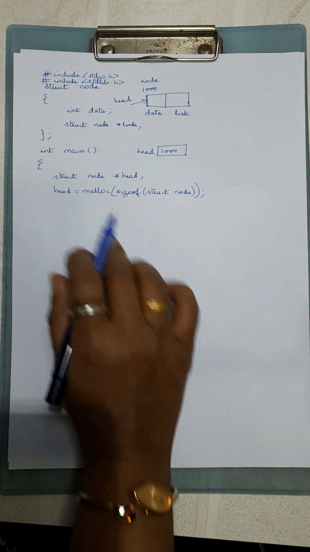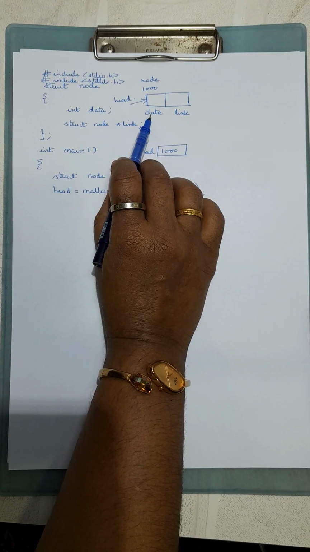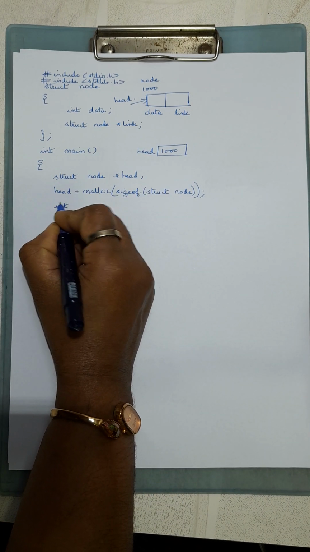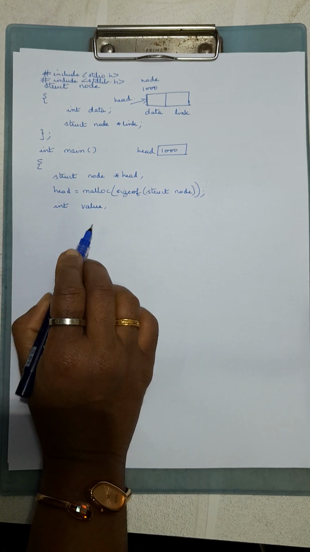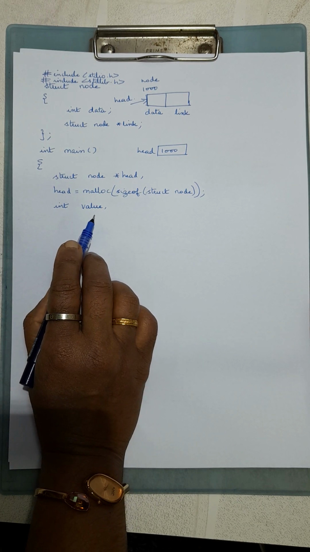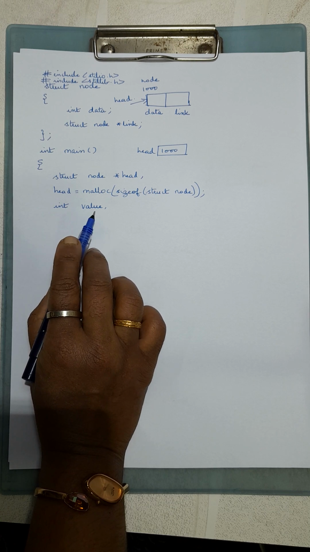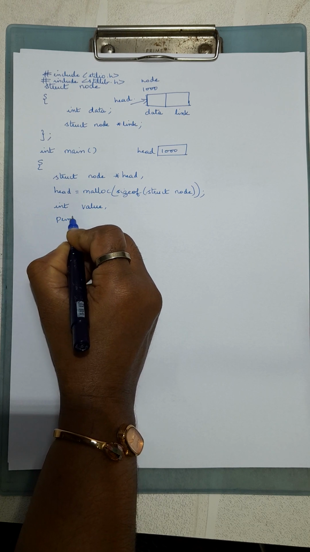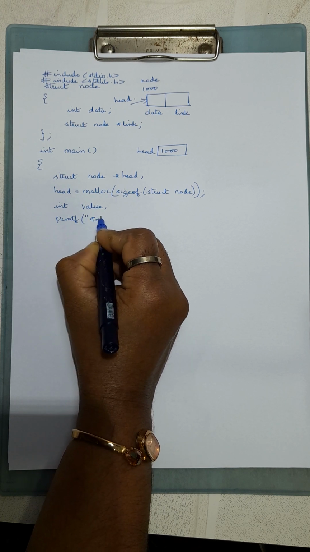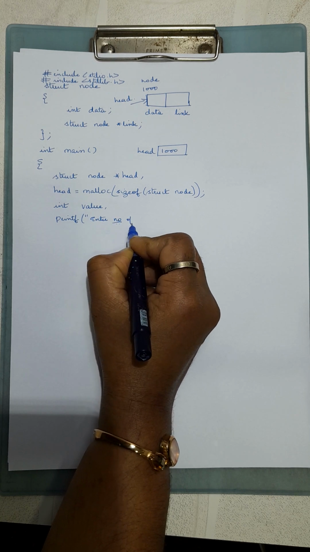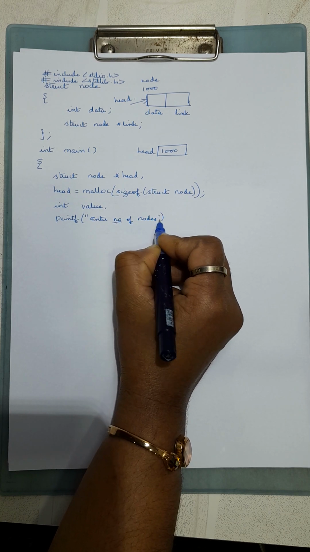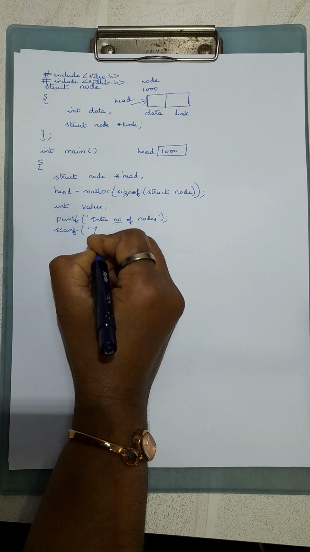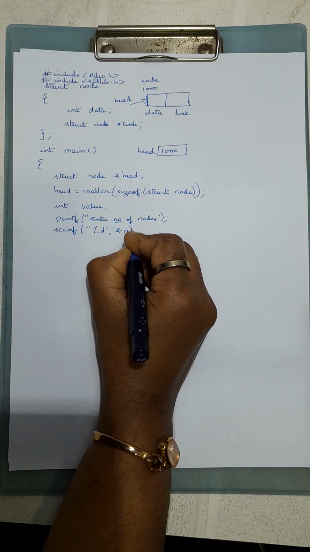Fine. Okay, now we have to add data. We have to add data inside the head node, where it has one data part. So I need to declare a variable that holds an integer value. I'm just naming the variable value. Now let me ask the user: printf "Enter number of nodes". scanf %d, address of, let me write number of nodes.